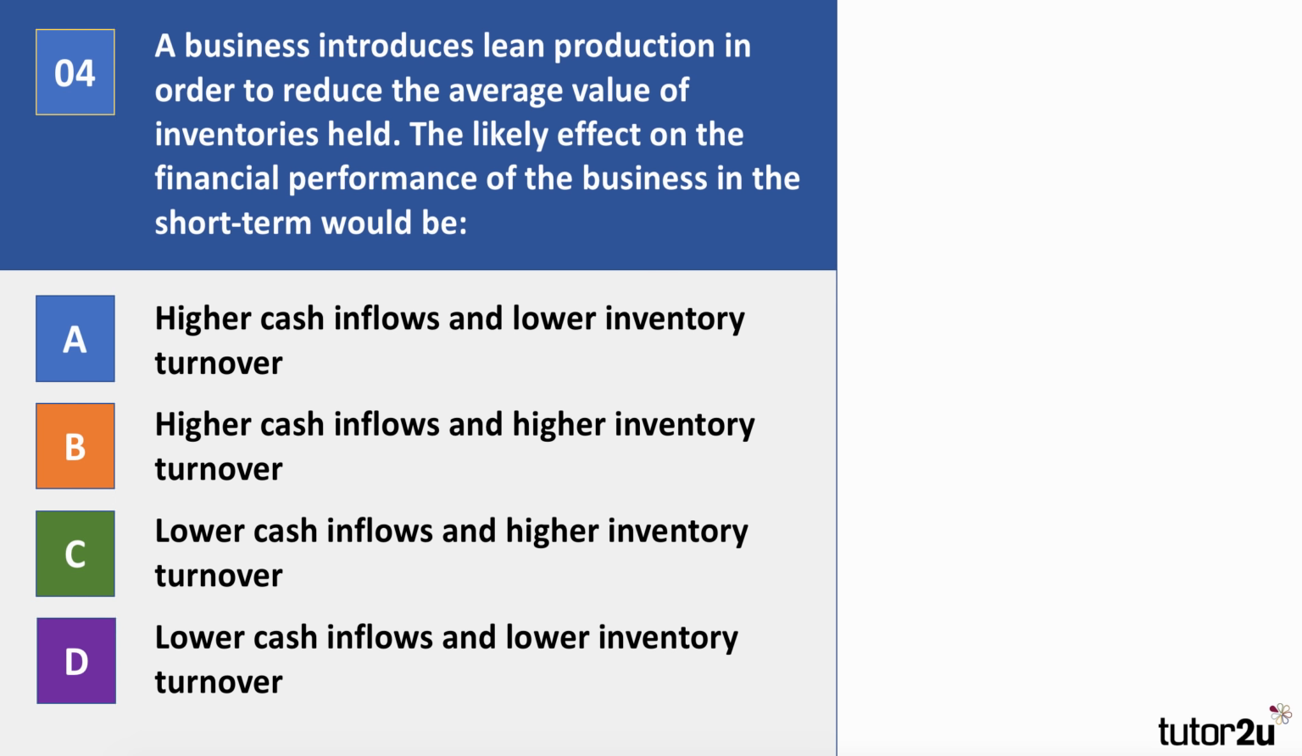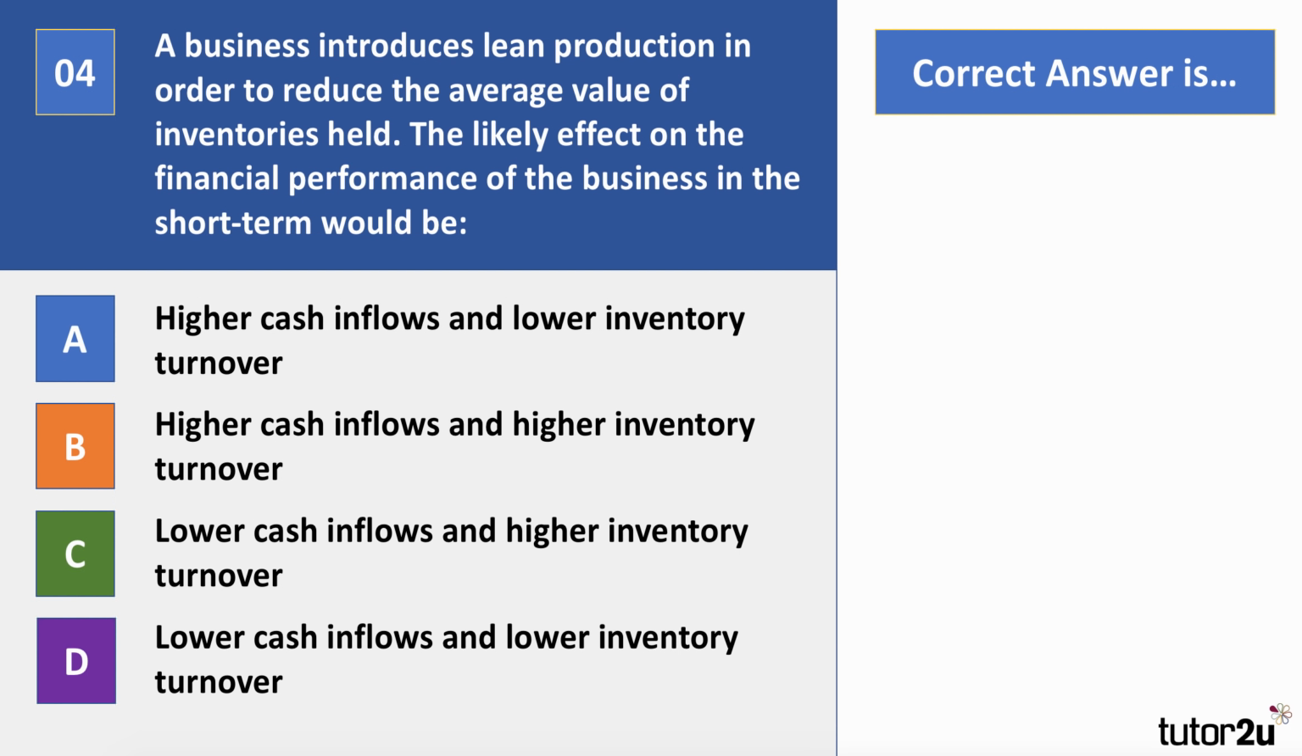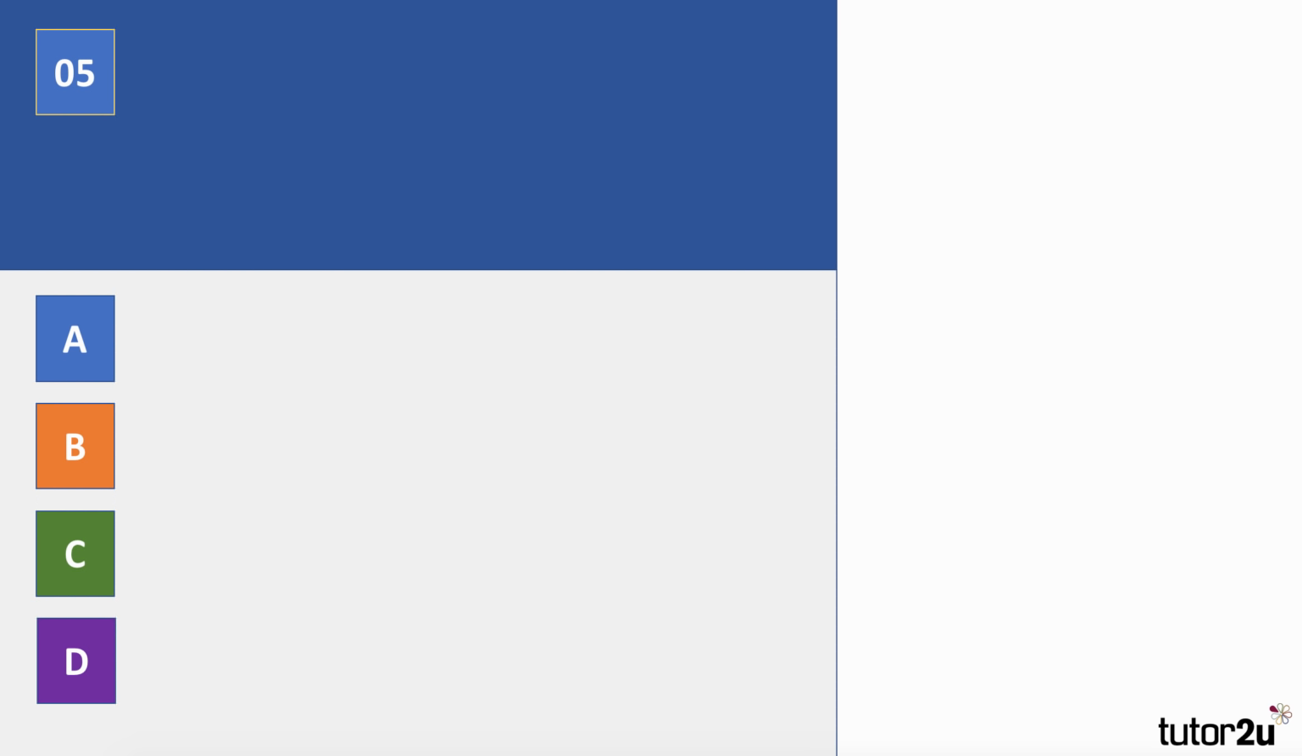So as always, the clue is in the question. What's happening? The business is introducing lean production. It's going to reduce the average value of inventories held, which means we should expect higher inventory turnover. So it's either going to be answer B or C. And of course, if you can reduce your inventories, it means that you have to spend less cash on inventories. Therefore, you should receive higher cash inflows in the short term as inventories fall. Therefore, the answer is B, a combination of higher cash inflows and, as a result of holding lower inventory, higher inventory turnover.